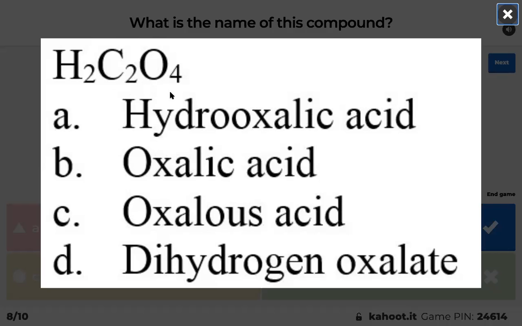And if you look at your list of polyatomic ions and you find the formula C2O4, the name of C2O4 is oxalate. So since it ends in ATE, that means it would change to IC. And so B is the correct answer.